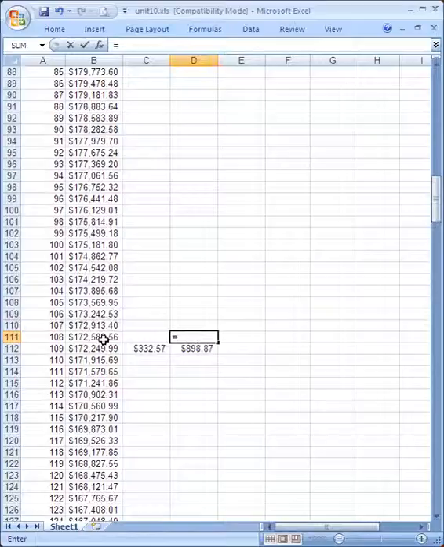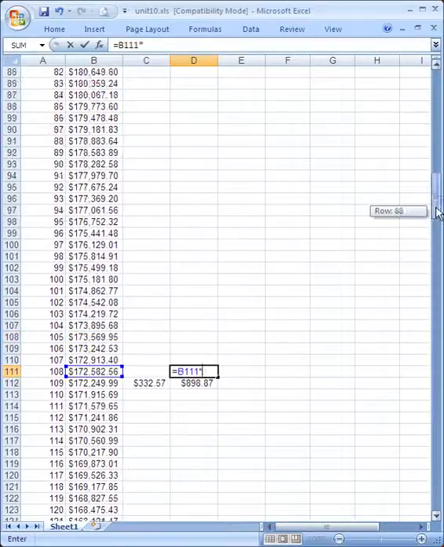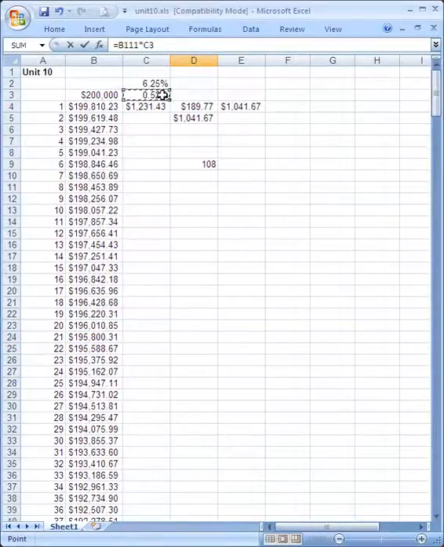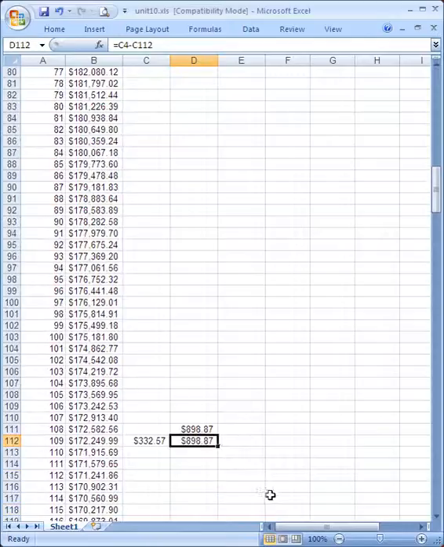It's the amount we owed during the month, that's this, before we made our 109th payment, times the monthly interest rate, which is 0.52%. Notice that our answer is the same using either method of calculation. So this is the answer. Our payment in the first month of the 10th year breaks down into $332.57 for reducing principal and $898.87 for the interest.